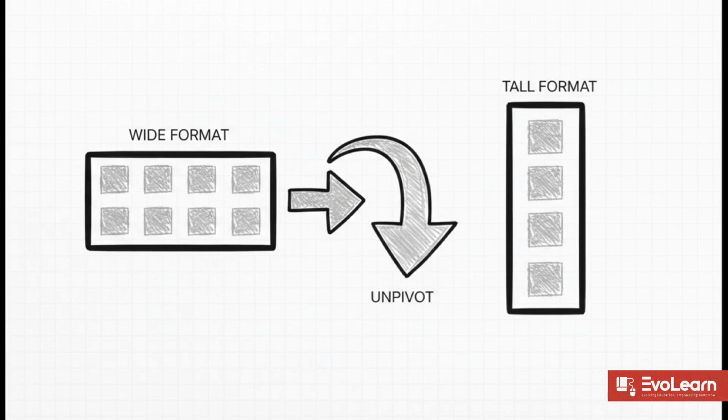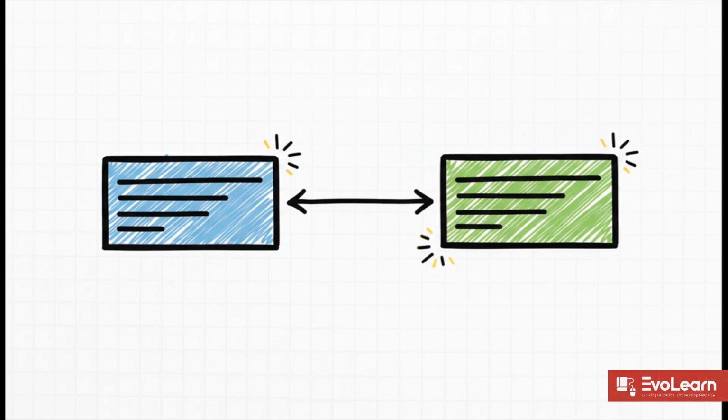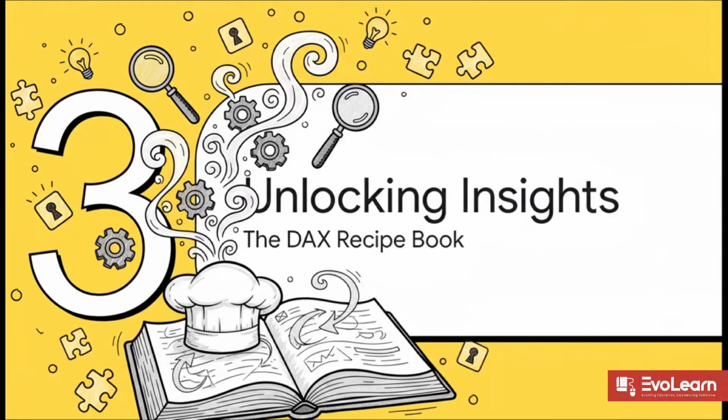All right, so once all our data ingredients are prepped, there's one last crucial step. It's called modeling. This is where you create relationships between your different tables. You're basically telling Power BI, hey, see this product ID in my sales table? It's the same thing as the product ID in my product details table. This is what ties everything together. It's the glue.